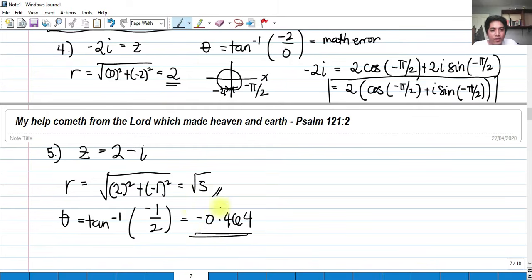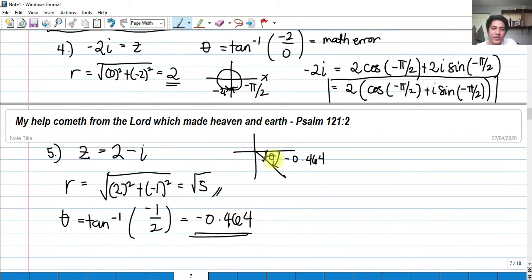Take note that the negative here only means that it is measured in the clockwise direction from the positive x. So that's negative 0.464. Not exactly in my drawing, but it's actually located here. That's our theta. Okay? So if we are going to analyze, z lies in quadrant 4. So we have the positive x and the negative y. So it lies in quadrant 4.